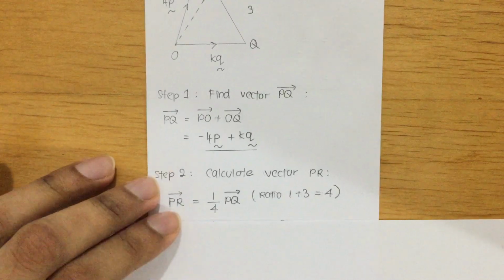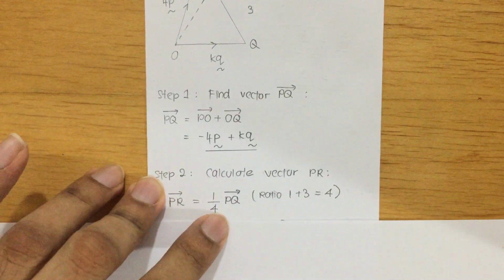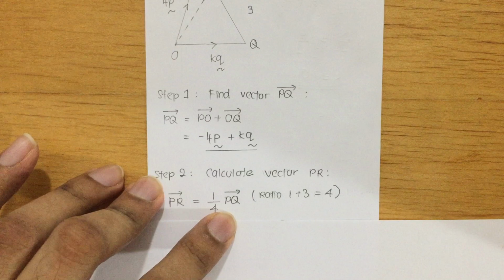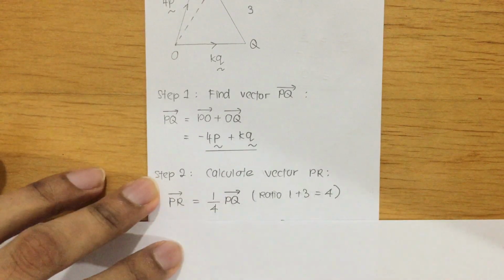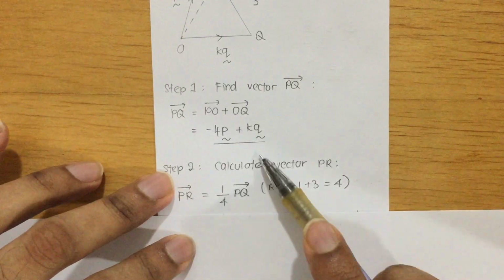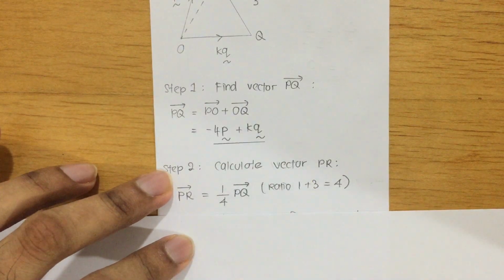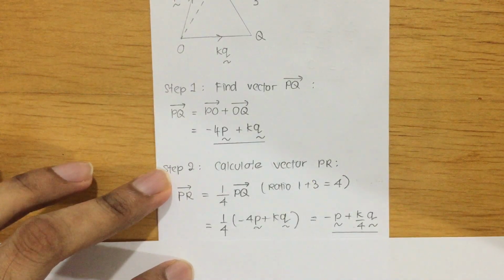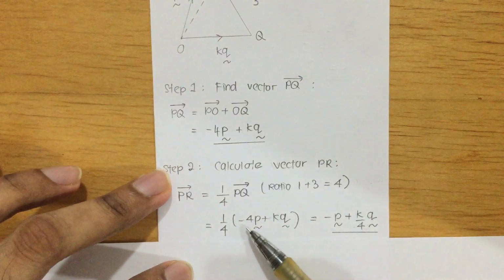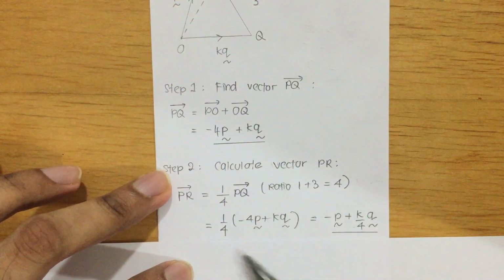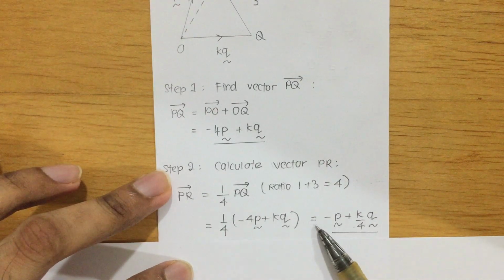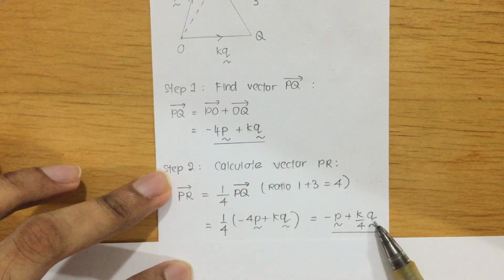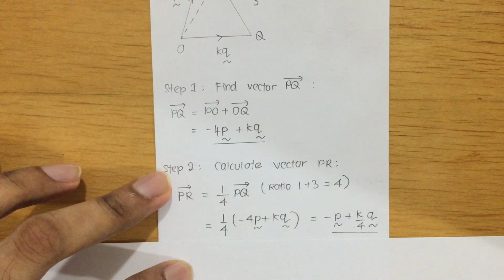So PR is equal to 1/4 of the whole vector PQ, since the ratio is 1 plus 3, which is equal to 4 over here. So vector PQ we have already found in the first step. When you substitute in 1/4 in a bracket of -4P plus KQ, when you multiply by the 1/4, you will get your answer -P plus K/4 Q. So this is your second step.